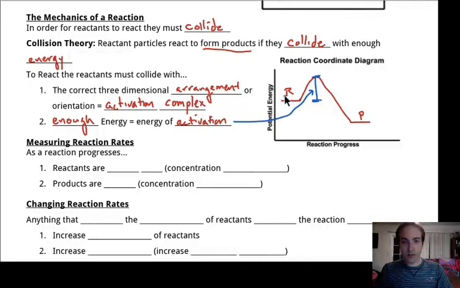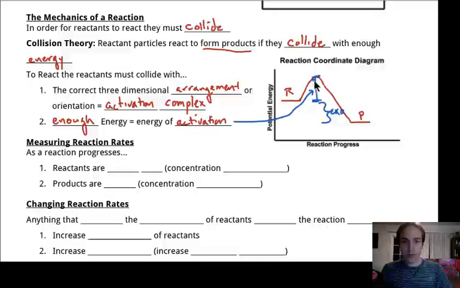Okay, now notice that the products are all the way down here. Well, they have less energy than the reactants right now. So based on our graph that we just saw earlier, we would say that this is an exothermic reaction, because from reactant to product we lost energy. So we had our reactants, they collided, the correct amount of activation energy was provided, and then the reaction occurred, energy was given off or released, and we formed our products.